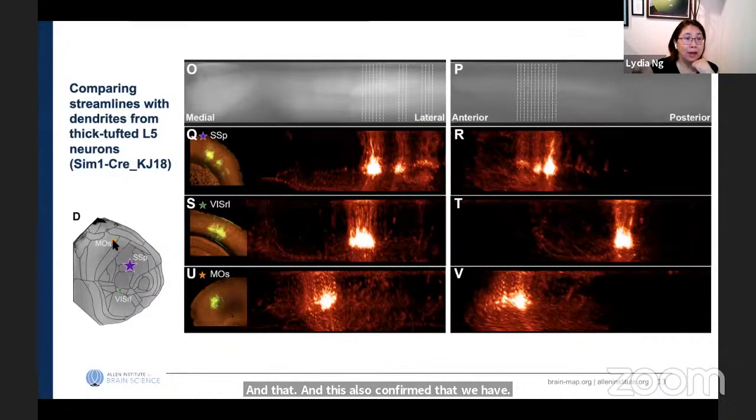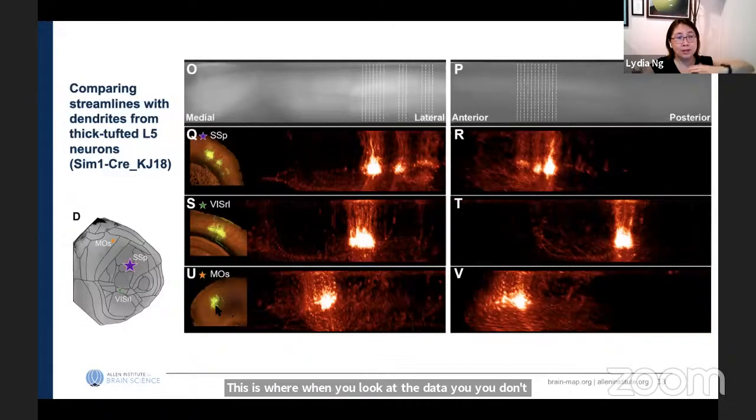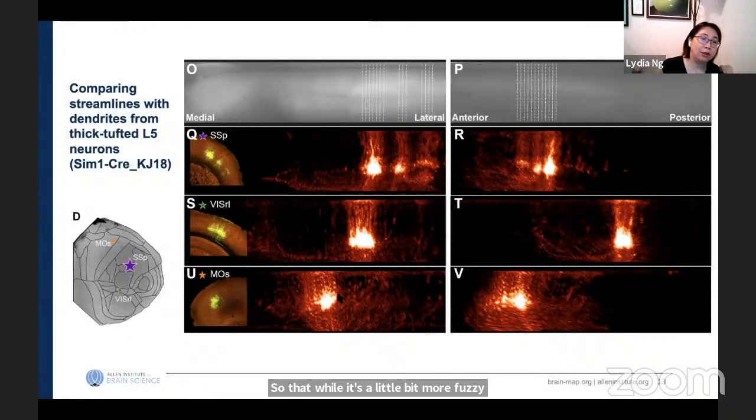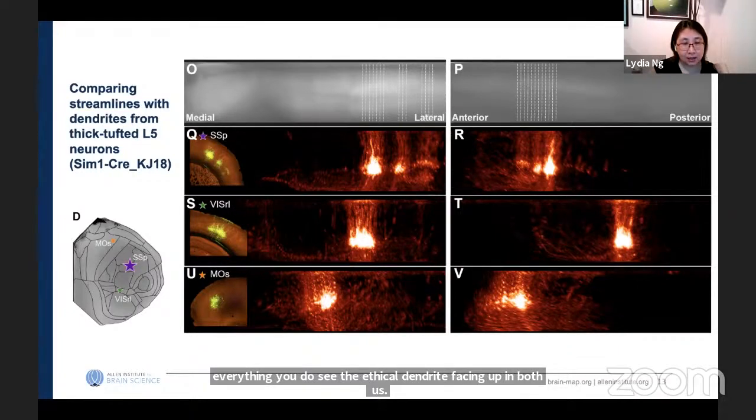And then the front of the brain, this is where when you look at the data, you don't see the tufts at all, because the cells are practically lying down and going front to back. So while it's a little bit more fuzzy, after you straighten everything, you do see the apical dendrite facing up in both views. So we were happy with that.